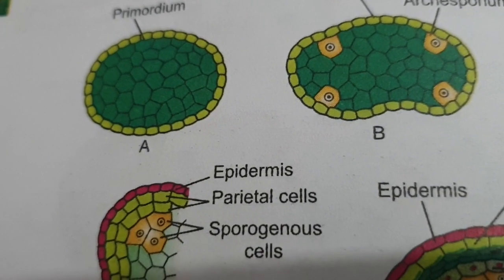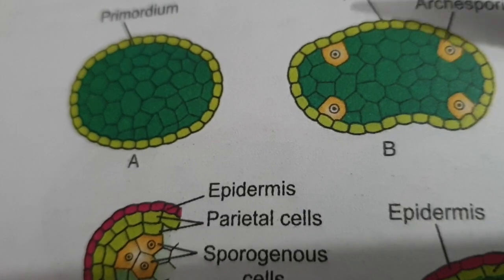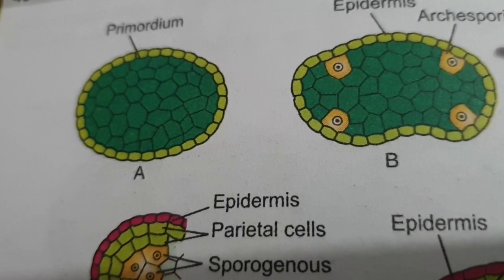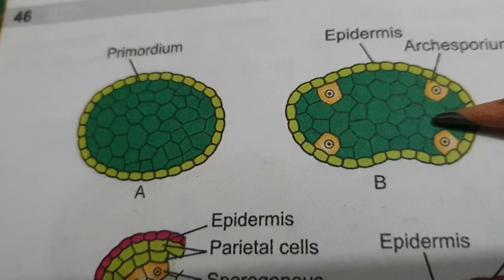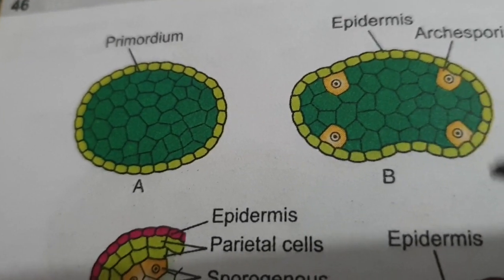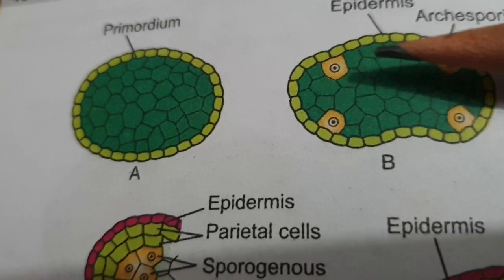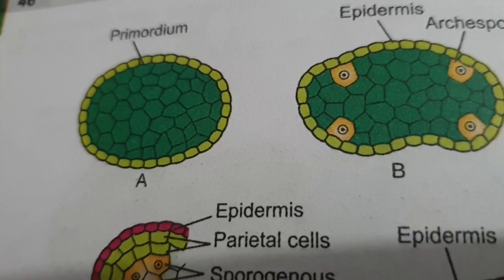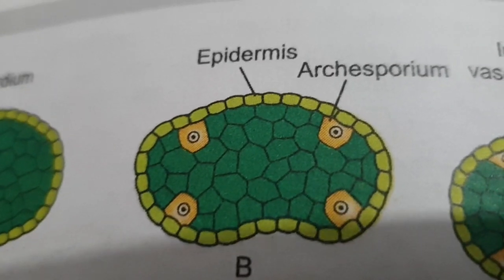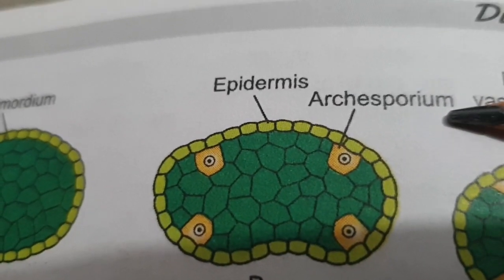Okay, these cells contain a large nucleus and dense cytoplasm as compared to the other cells. Now these are all homogeneous cells, but just 4 cells are becoming clear in 4 corners. Now the main characteristics of these cells is that they have large nucleus and dense cytoplasm. We call these cells the archaeosporial cells.